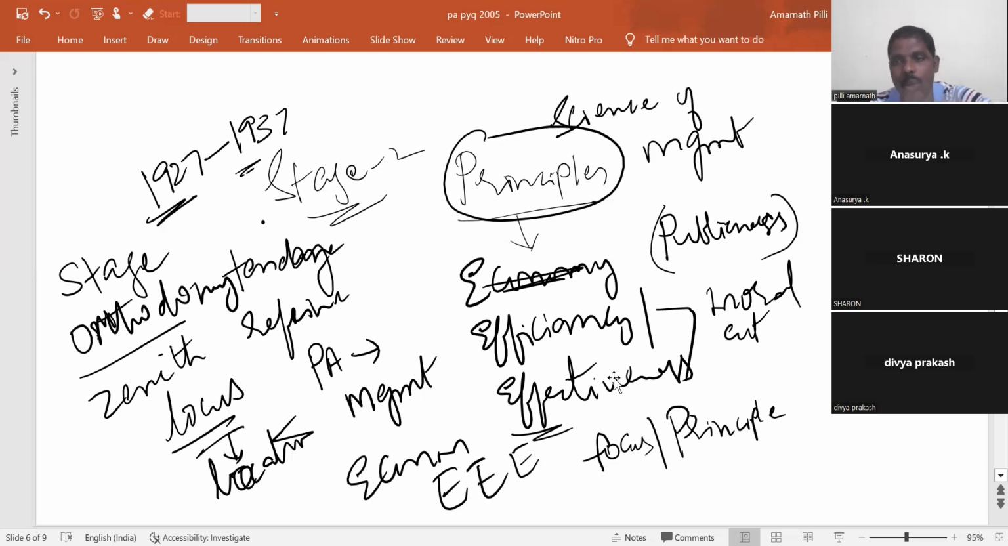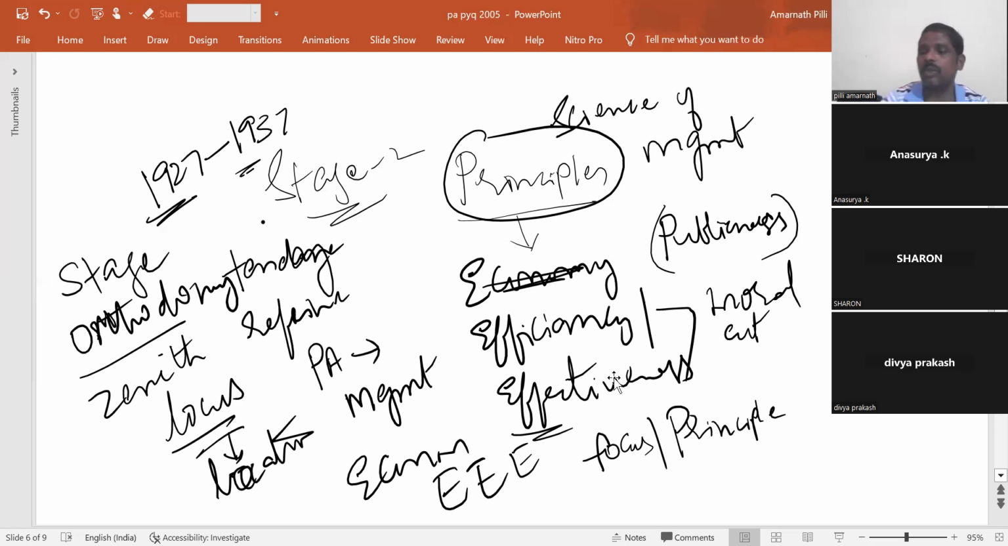Now in stage two, the question is not about location. We are not bothered whether it is in political science or outside of political science. We are bothered whether it is a science or not. We are concerned only about the scientific status of public administration. So the focus was on bringing out the principles. Focus was not on locus. Focus was on principles. So make this difference between stage one and stage two.